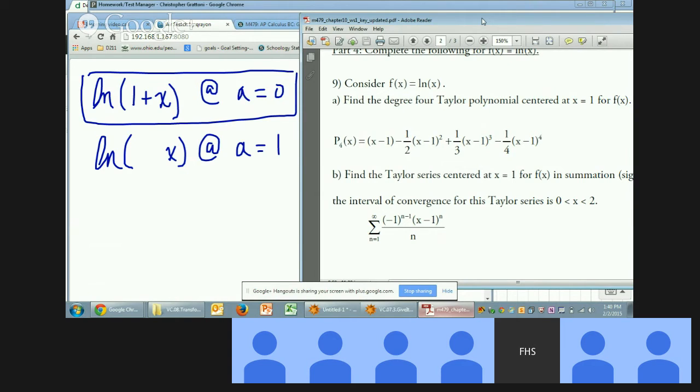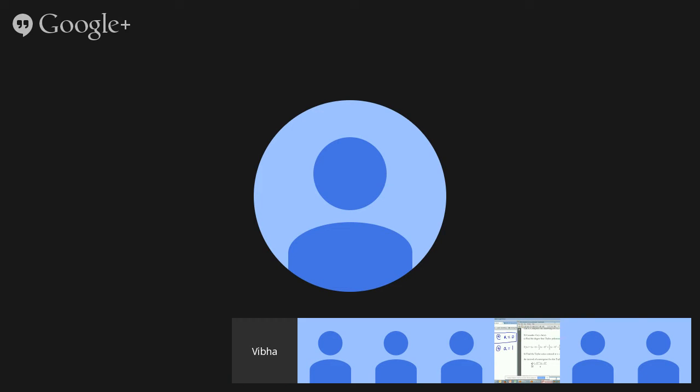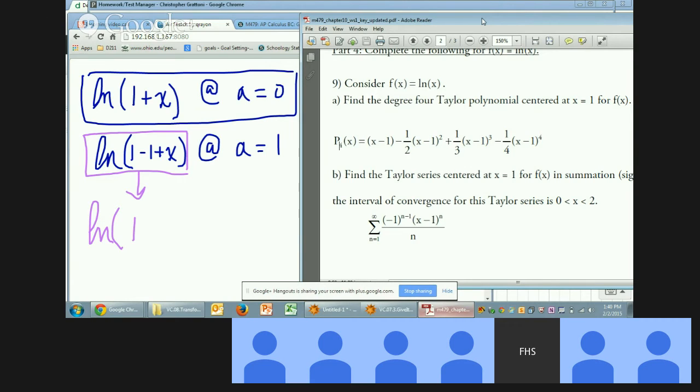Well, you could think of natural log of x as natural log of 1 minus 1 plus x, right? Because 1 minus 1 is 0. Or you could think of that as natural log of 1 plus x minus 1. It's the same thing. I've just reordered the terms, so you can see that I'm recentering this series at 1, and the center that they're looking for is also a equals 1. And so it would be perfectly valid.